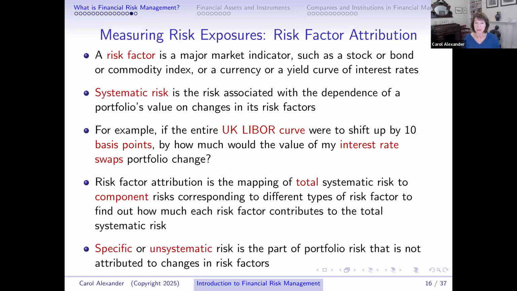And as I mentioned, with the example of the 100 stocks in the S&P 500, specific, also called residual or unsystematic risk, is the part of the portfolio risk that's not attributed to changes in risk factors. And we don't mention that to the board. We only report the systematic risk. The systematic risk is what risk managers really focus on.